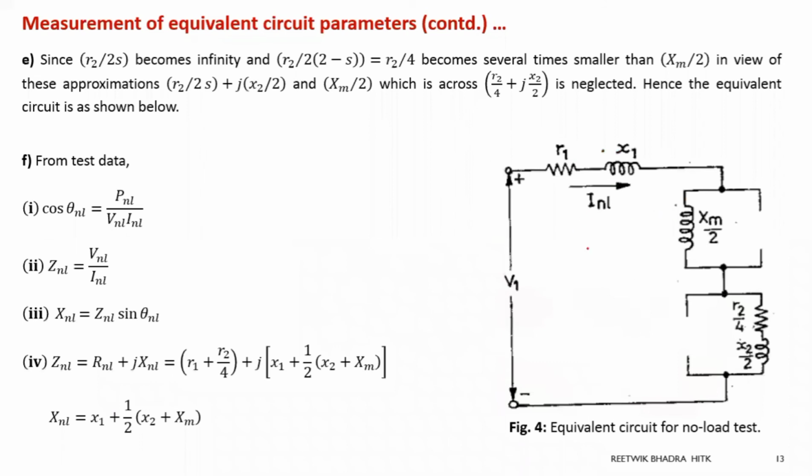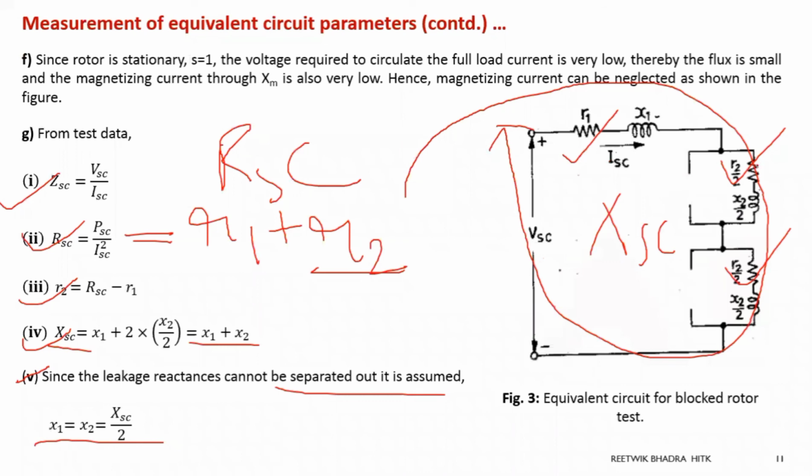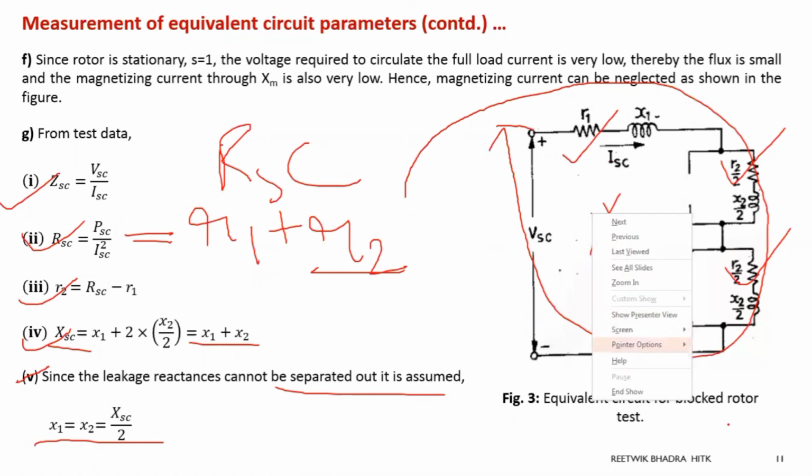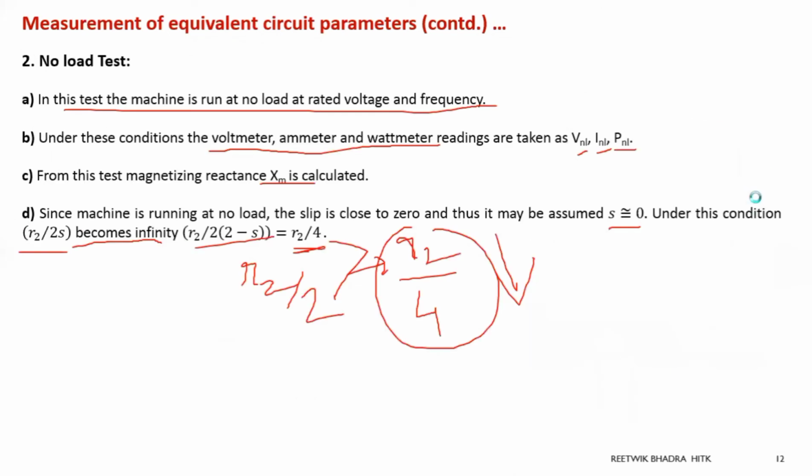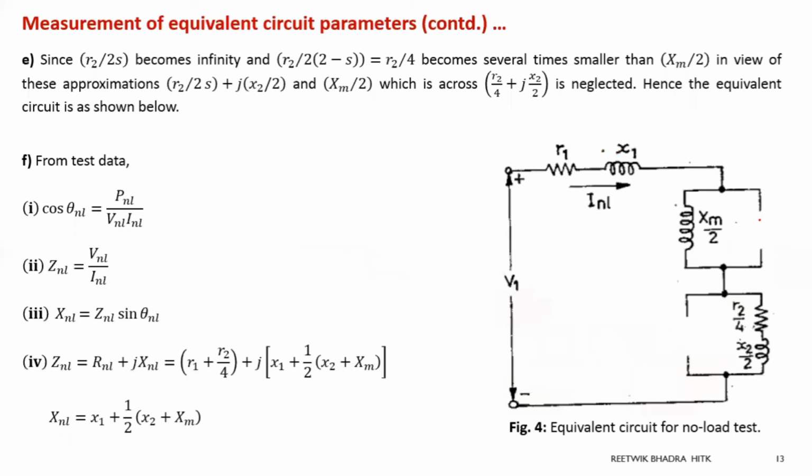Now if you consider the circuit, this was R2 by 2s, and it becomes infinity. If resistance becomes infinite, what will happen to the current? It becomes 0. That's why it is open circuit, so only Xm by 2 remains. Since the other branch becomes minimum, maximum current will flow through that path only. So in comparison, this side is greater and is treated as open circuit.